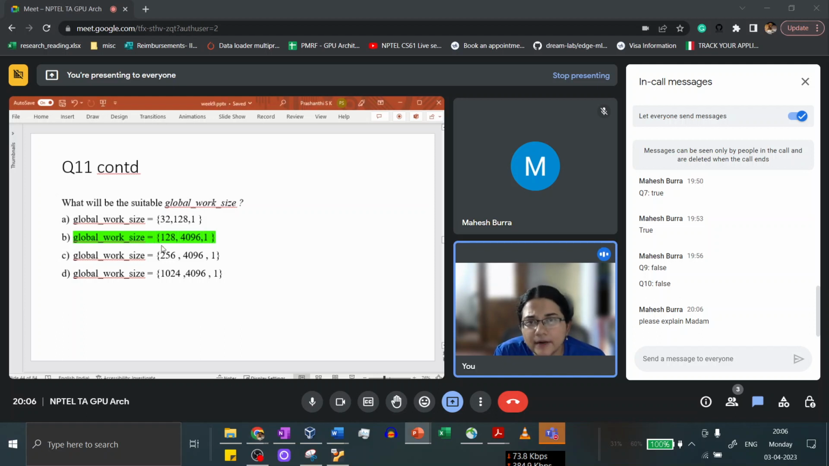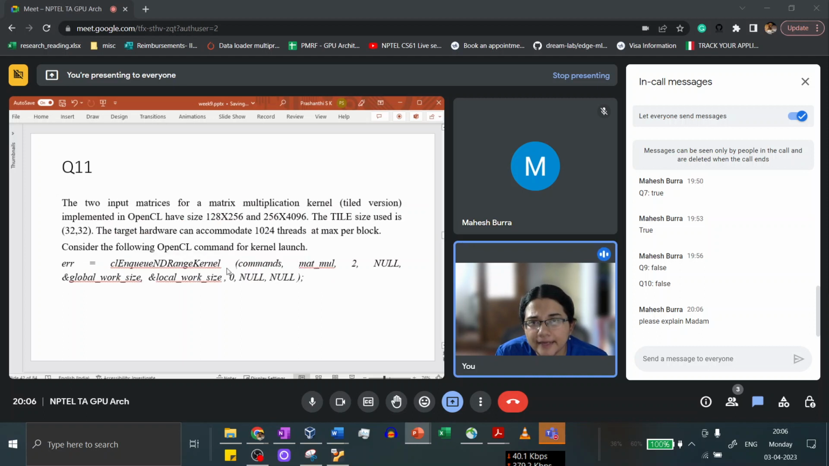Right, so the answer is 128, 4096, 1. How do you get to this? This is a matrix multiplication kernel. First of all, remember that global work size is related to your problem size. Let's call this A and let's call this B. If you multiply these, the C matrix that you're going to get is going to end up with 128 comma 4096. So this is your output.